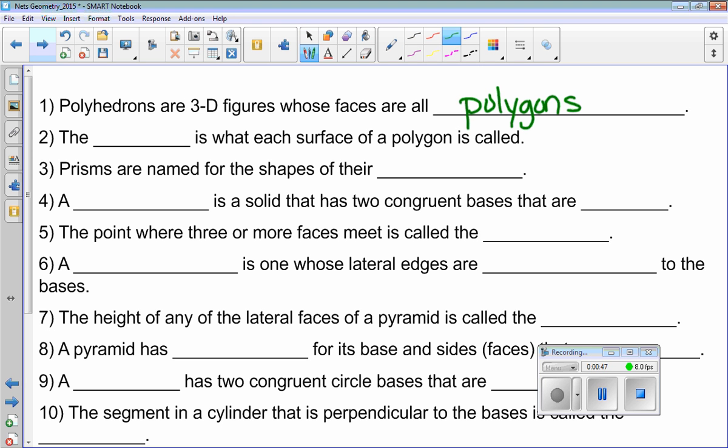And there's all different kinds. Prisms are polyhedrons. Pyramids are polyhedrons. I've even got one made over here. Someone actually made a polyhedron. It's just a 3D figure whose faces are all polygons. It doesn't have to be the same polygon. It can be different polygons.